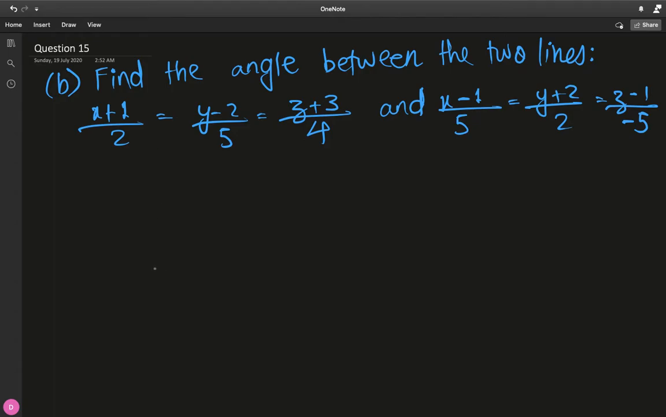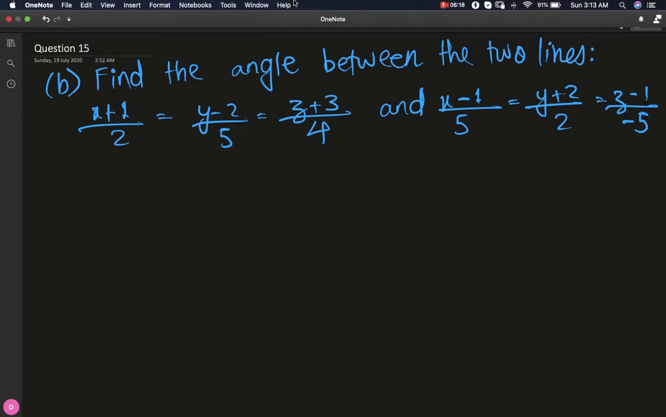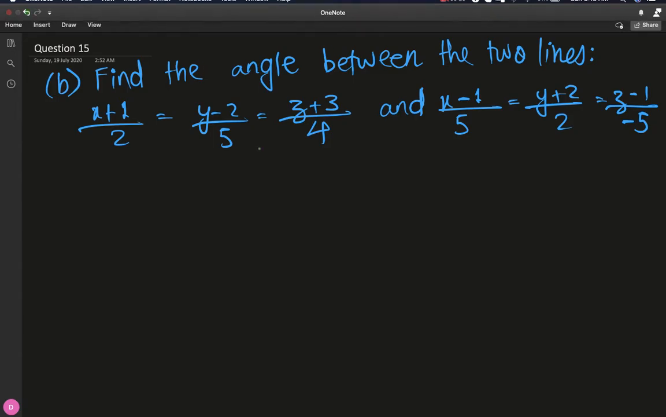Anyways, moving on to subpart B, it says find the angle between the two lines (x plus 1) over 2 equals (y minus 2) over 5 equals (z plus 3) over 4, and (x minus 1) over 5 equals (y plus 2) over 2 equals (z minus 1) over negative 5.